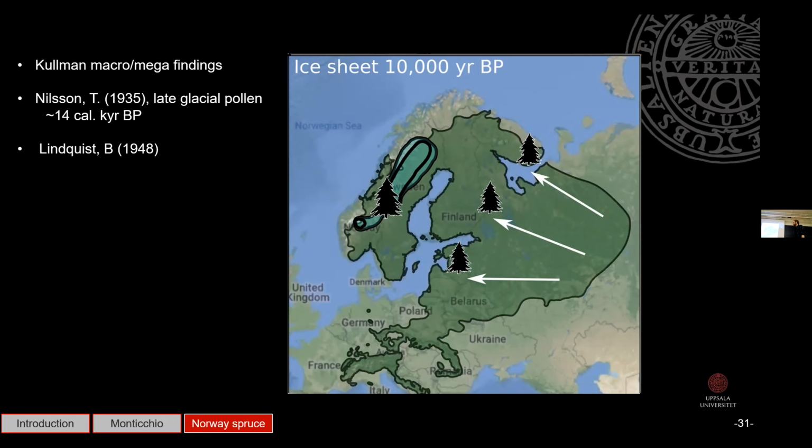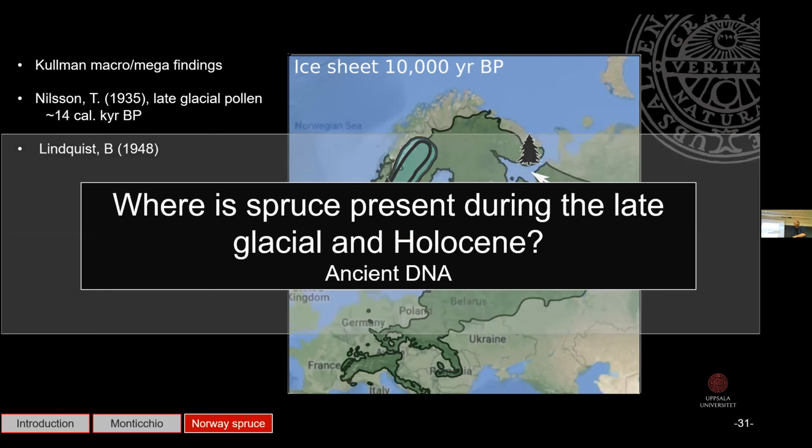So this has always been a debate, and it has been going on for almost 100 years now. So we are still in the same debate, and we have been looking at this from different angles than just looking at microfossils and pollen. We actually went into the DNA angle, right? So our question basically was, where is spruce present during the late glacial and in the Holocene? And we use, of course, our ancient DNA approach.